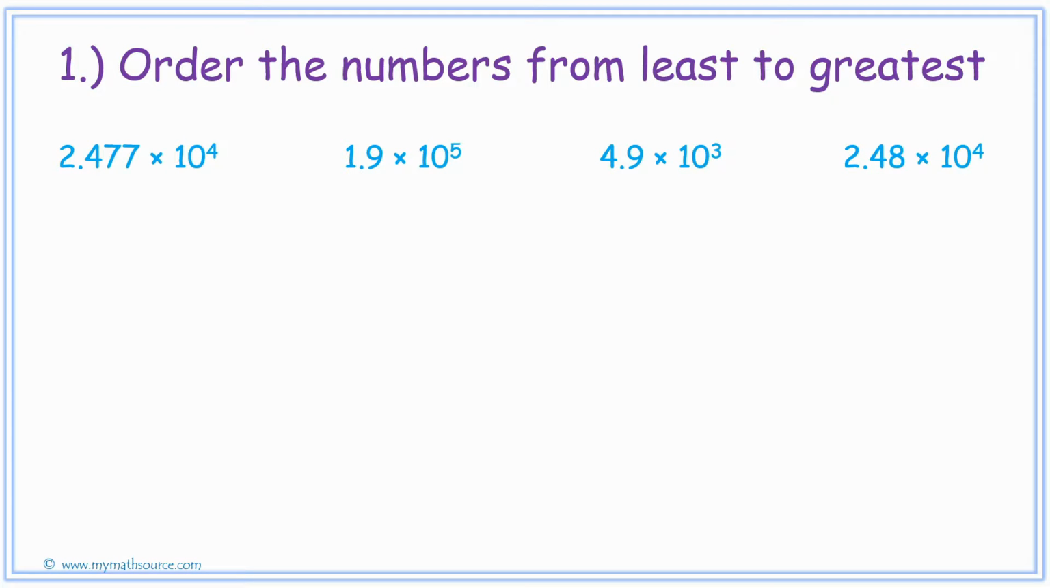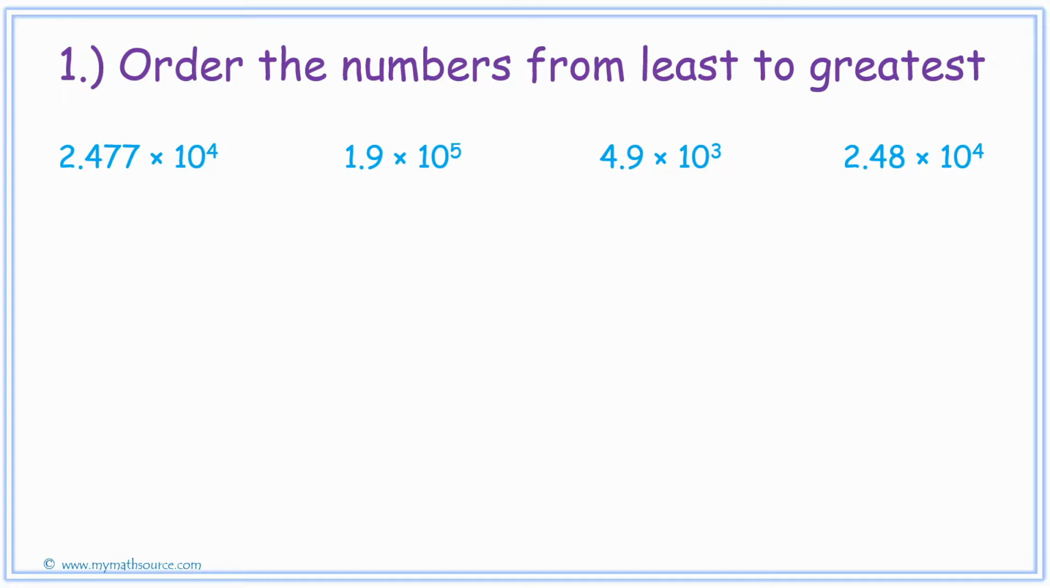In this video, we're going to look at how to place numbers in scientific notation in numerical order. Remember to do this along with me in your lecture work packet. For number 1, we're going to order the numbers from least to greatest. Remember, least means the smallest number and greatest means the largest number.